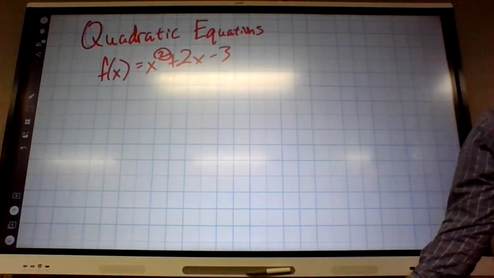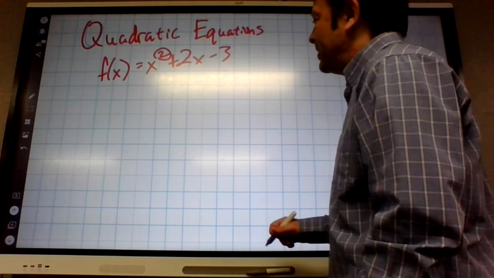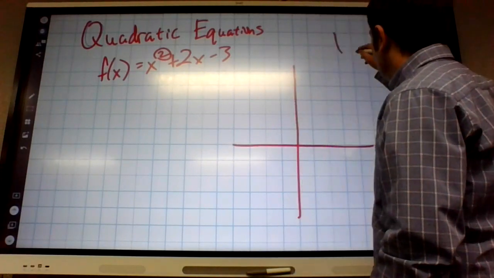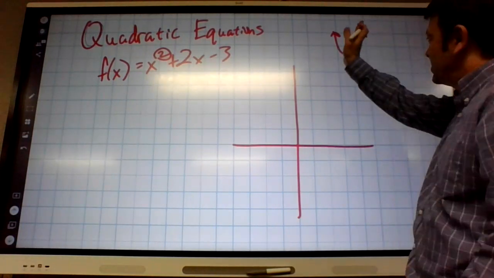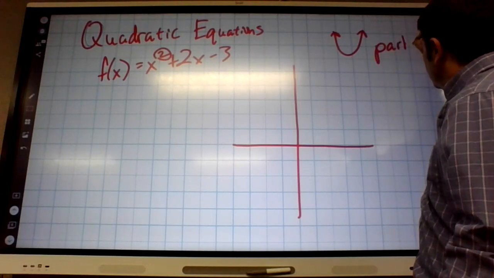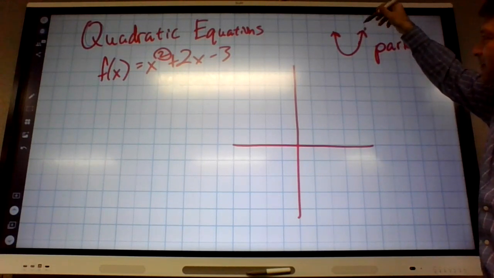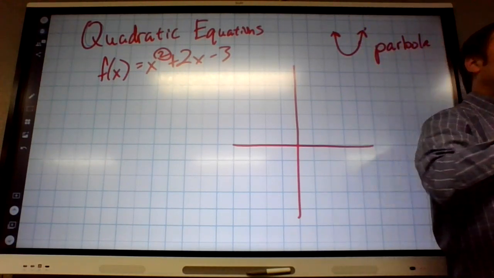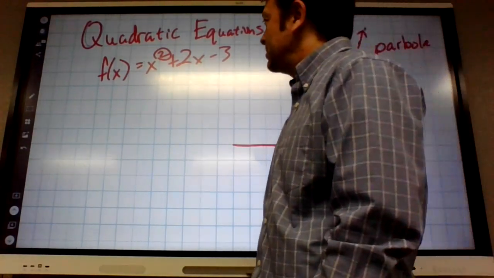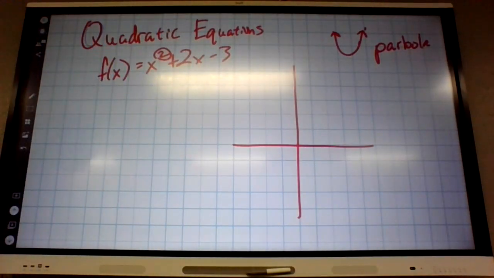Okay. Last chapter we solved them, but we didn't graph them. You guys know what the graphs look like? It's a U shape that we call a parabola. It's not exactly a U because it doesn't ever go straight up. It gets steeper and steeper as it goes up, but it never goes straight up. It goes forever to the right and forever to the left. It's more like a U than a V.